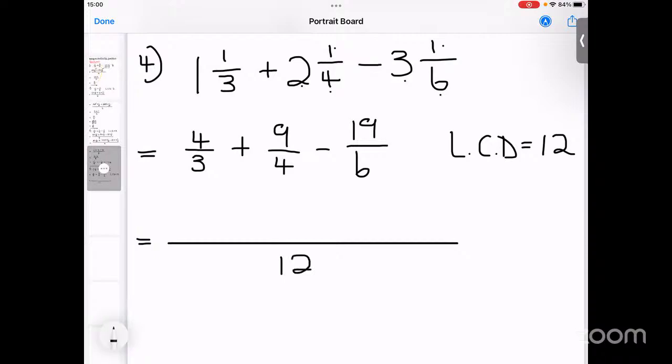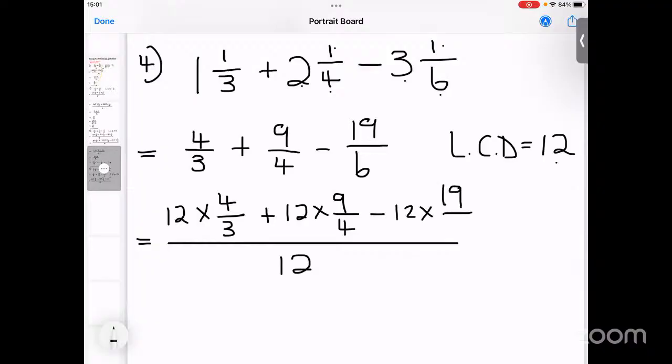Okay, then it's fine. You are having 12 over there. Then what do you do? You take that 12 and multiply each fraction. So you're having 12 there, over that, that you need to add. You take that same 12, you multiply it over that, and then you minus. Again, you are having that same 12 there, with 19 over 6.